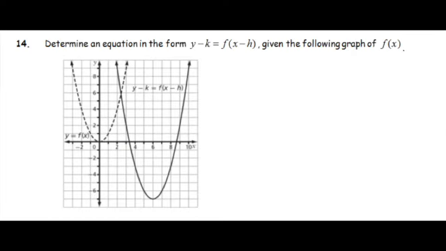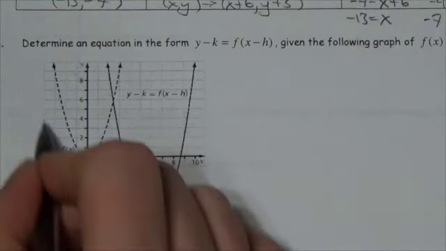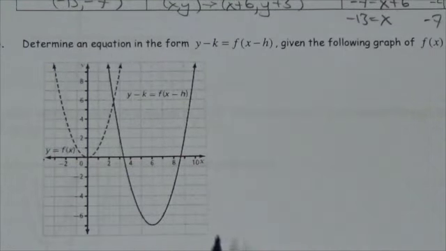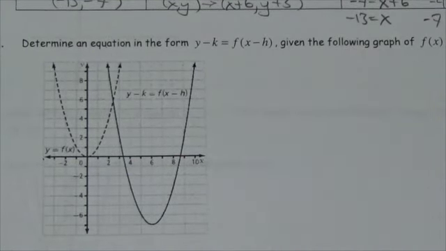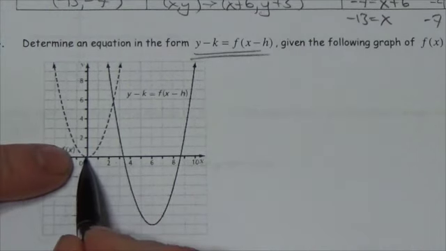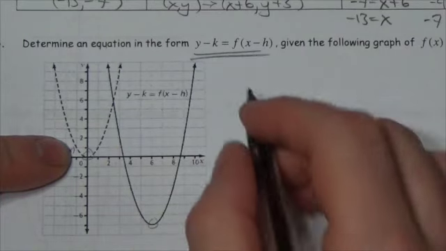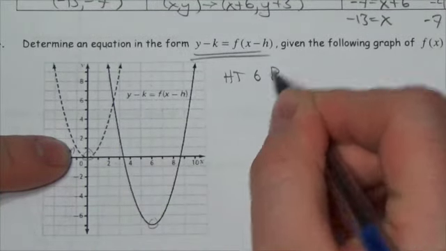Determine an equation in the form y minus k is equal to f of x minus h, given the following graph of y equals f of x and its transformation. Well, for this one right here, the trick is just to realize what's the original graph and what's the transformed one. The dotted one here is the original, this one is the transformed one. The transformations that have occurred here have just been translations. The easiest way to do this is to compare the vertices. Notice it's been moved 6 to the right, so a horizontal translation 6 to the right.